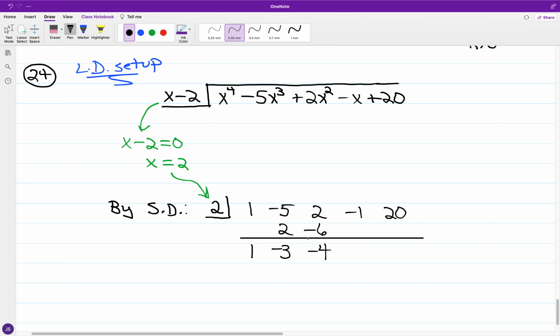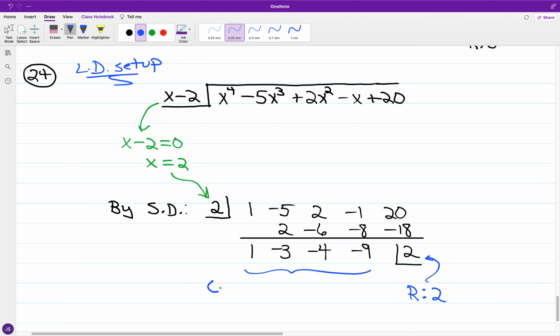Now we have 2 times negative 4 is negative 8. Negative 1 plus negative 8 is negative 9. And 2 times negative 9 is negative 18. And 20 and negative 18 will come out to 2. So for the quotient and the remainder, we have the value of the remainder to be 2.